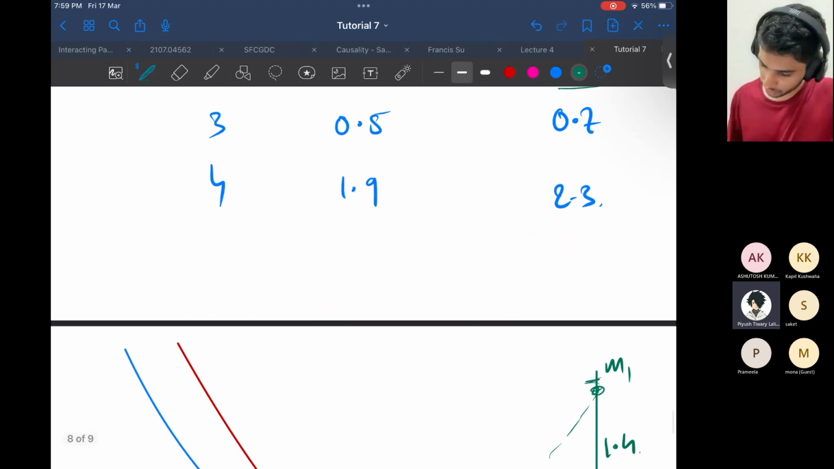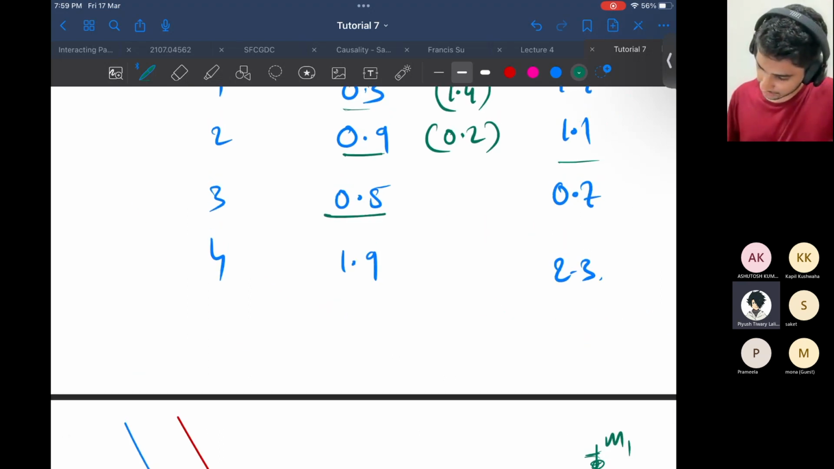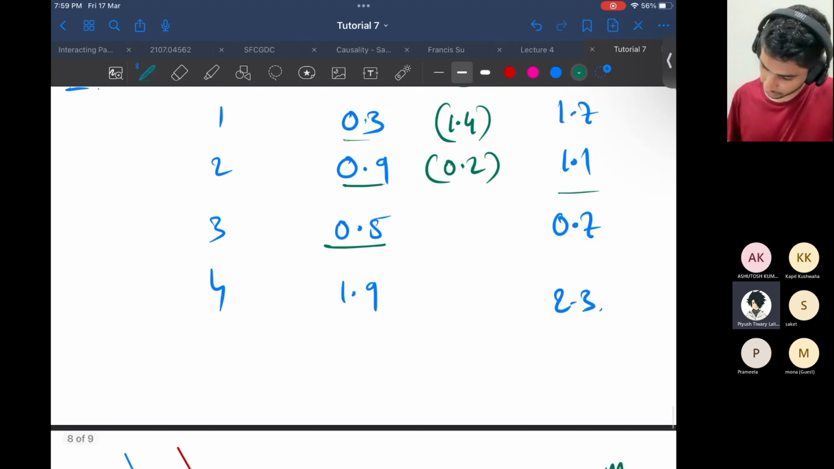What is the third model? It has an even lower training error, 0.5.